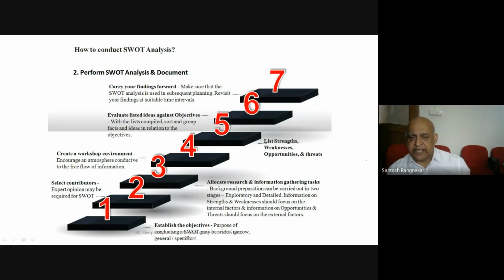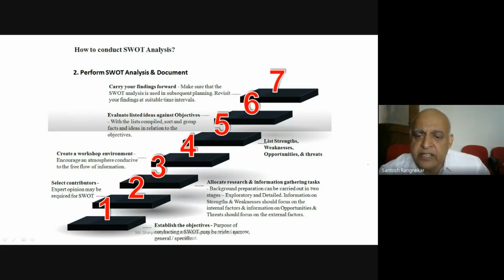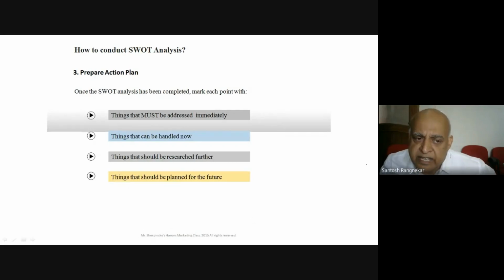Then we make the list and carry the findings forward, which will be referred to the management, and management will ensure that it is used in the subsequent planning. So here it becomes very important that you follow the particular process of understanding.